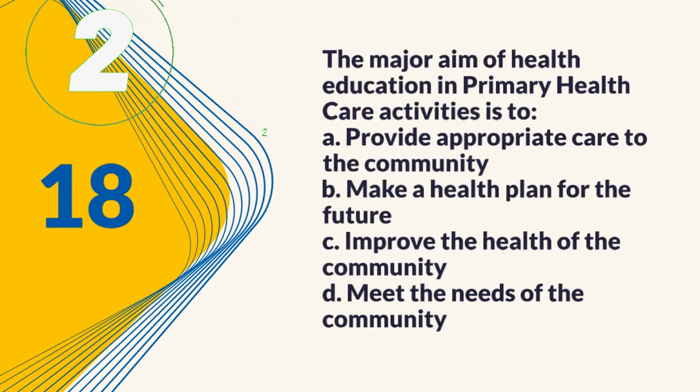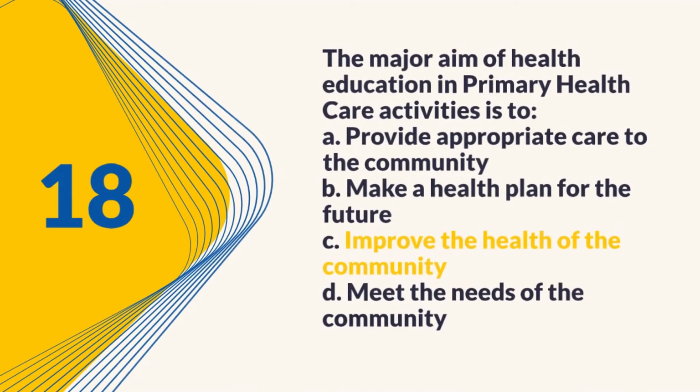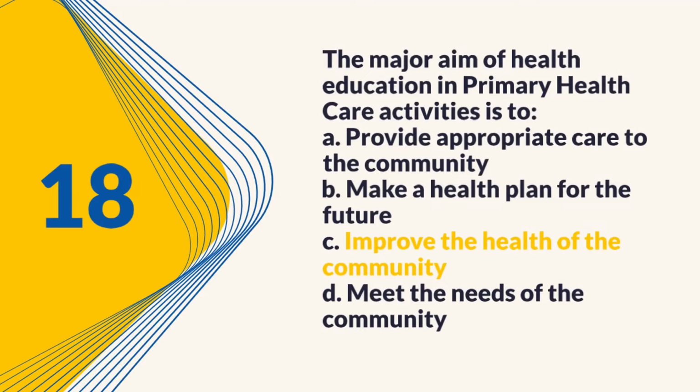Answer is C, improve the health of the community. Let's get this clear. The main aim of health education in PHC is to improve the overall health of the community by empowering individuals with knowledge and skills. A, B, and D are part of this process, but the ultimate goal is improving health. So, the correct answer is C, improve the health of the community.